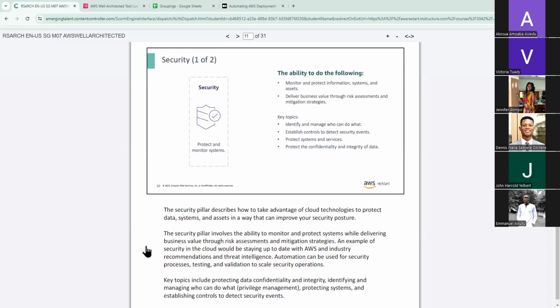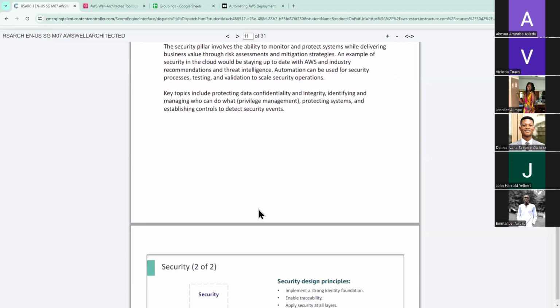All right. I'll take the third point. That is applying security at all layers.